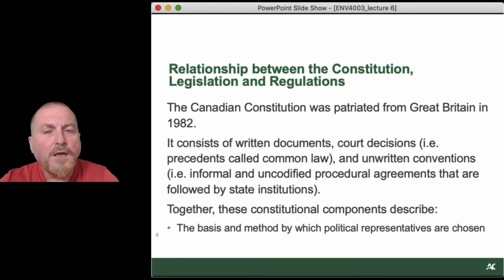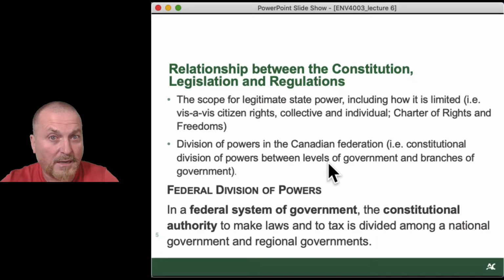Okay. So together these constitutional components describe the basis and method by which political representatives are chosen, how we must run elections in certain periods of time and they must be run in a certain way, okay? The scope for legitimate state power, including how it is limited, i.e. vis-a-vis citizen rights, collective or individual rights, okay? Charter of Rights and Freedoms. And there's a difference between collective and individual rights that if you want to get into it more of the political science focus, I would often spend a whole class, a lesson just on that aspect, but we don't need to go into that detail in this context.